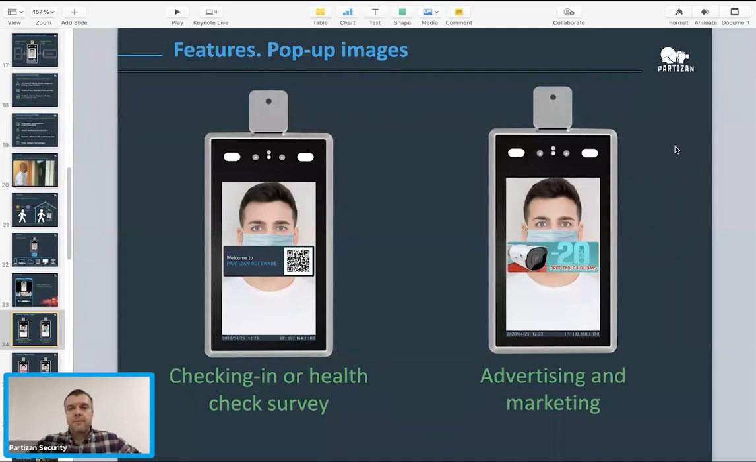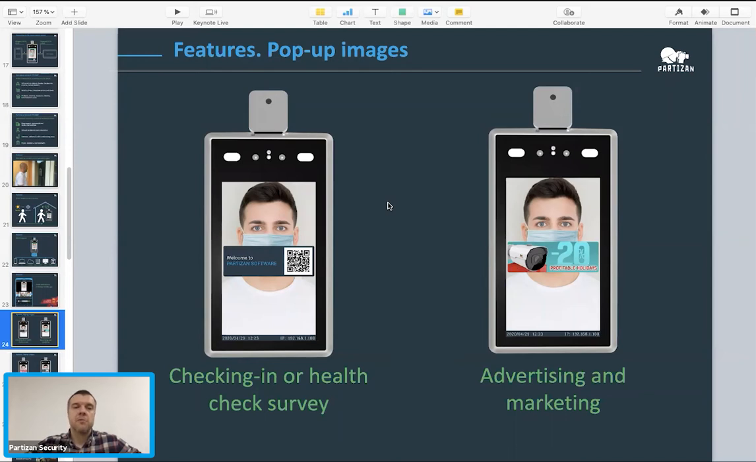Okay, so next step. It's about the advertising and marketing. Using this pop-up image, basically this pop-up image will appear if you make a successful scan and if you make an unsuccessful scan. So anyhow, each of the visitors will notice these pop-up images. So you can use it for advertising and marketing, for example.